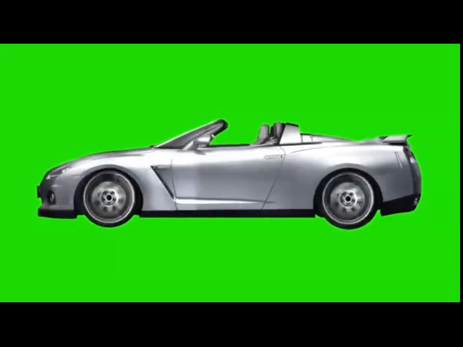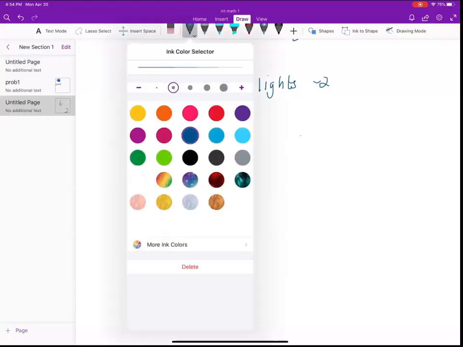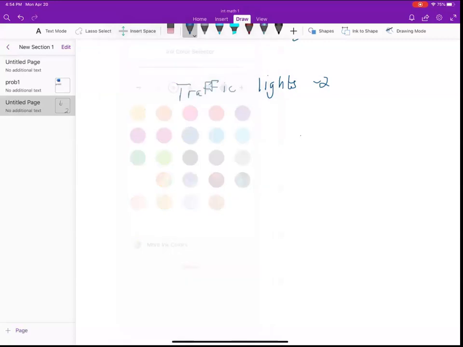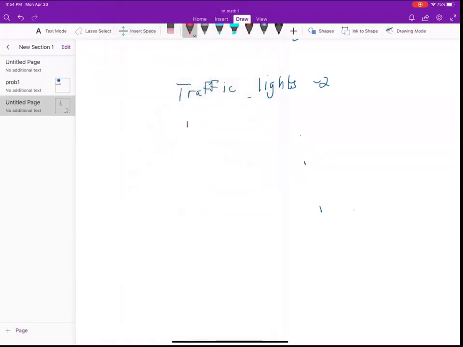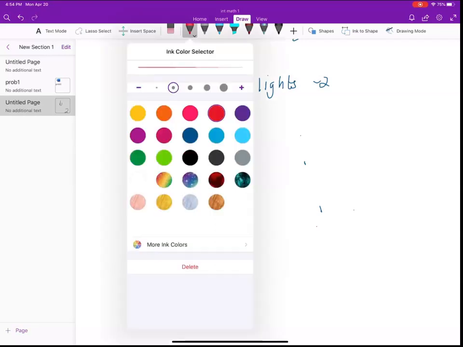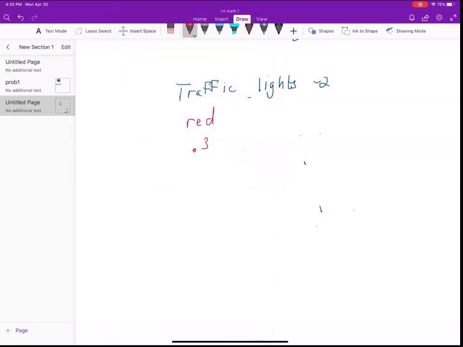All right, we're going to say that to have a red light, tap on that, give me a red. There we go. So for a red light, we're going to say that that's like 0.3 of the time. So maybe it's 0.3 of a minute, whatever it is. All right, and then we're going to have a green light. Okay, so I'm going to have green. Don't I tap green?